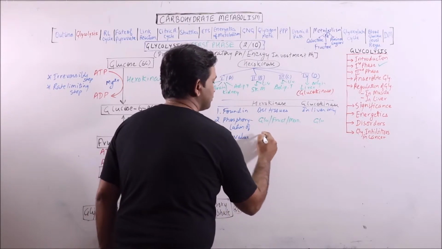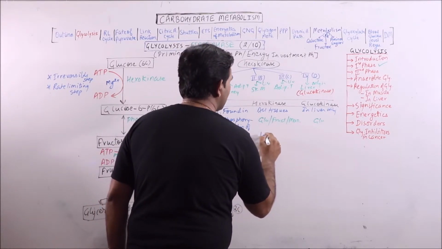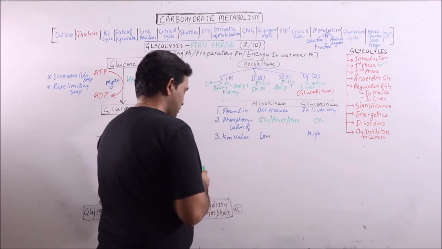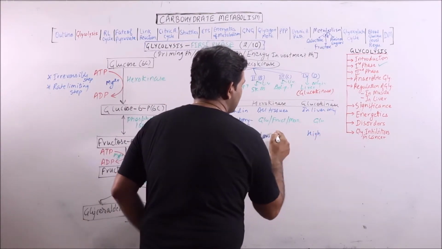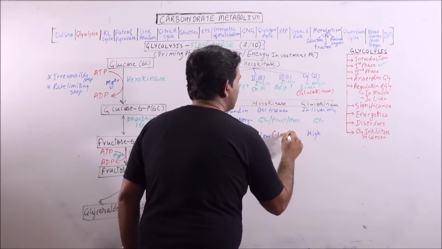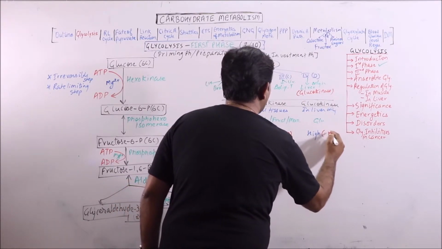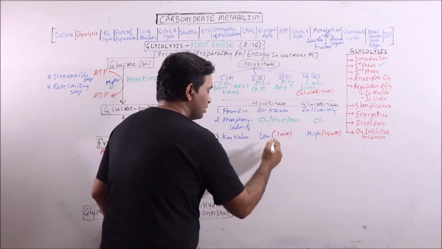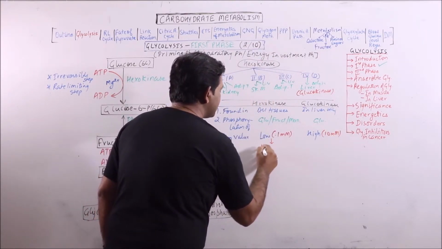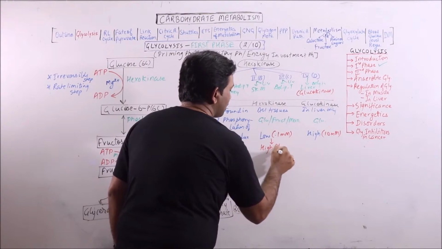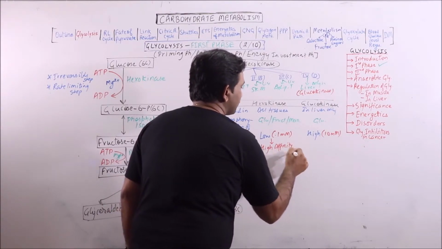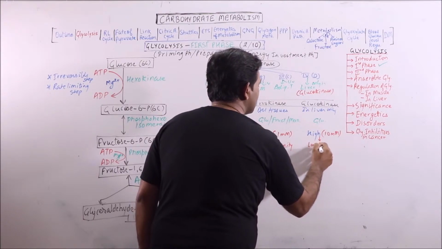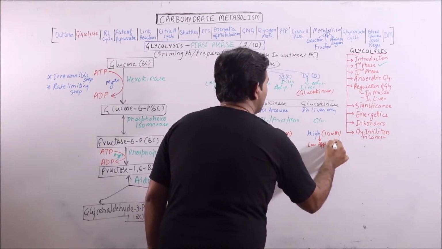Km value, it is low, it is high. That is 0.1 millimole and it is 10 millimole. Low Km value indicates high affinity, while high Km value indicates low affinity.